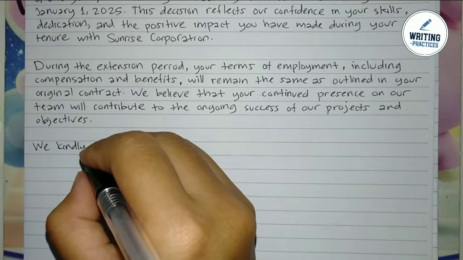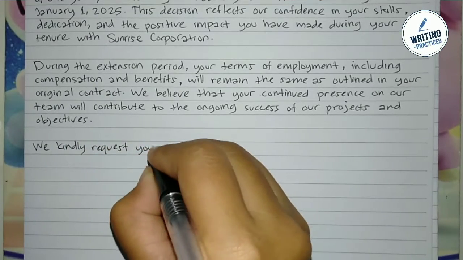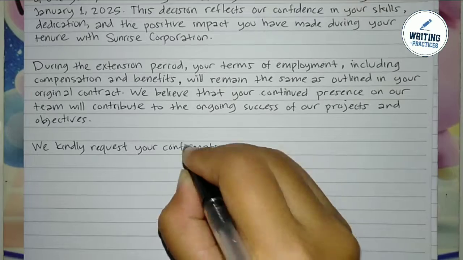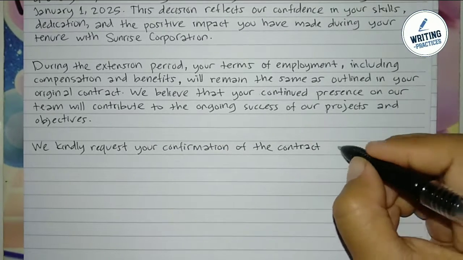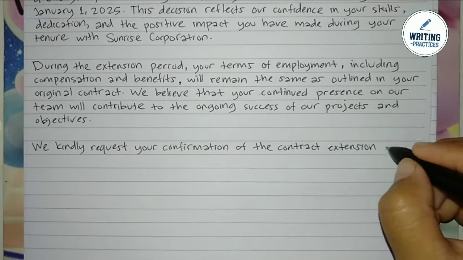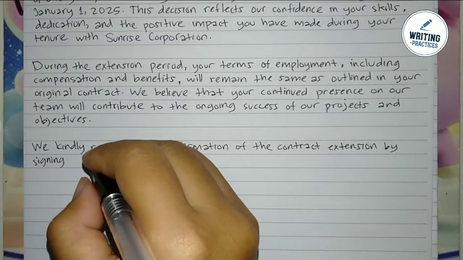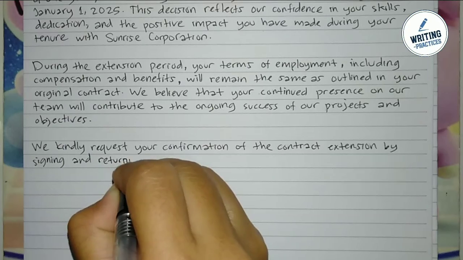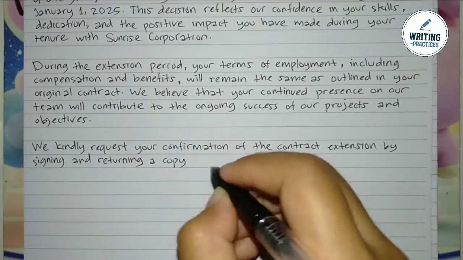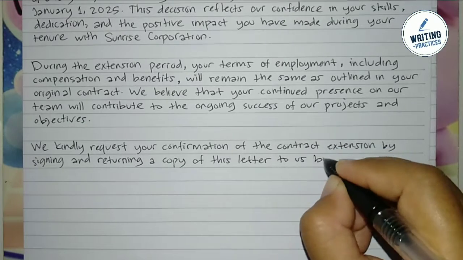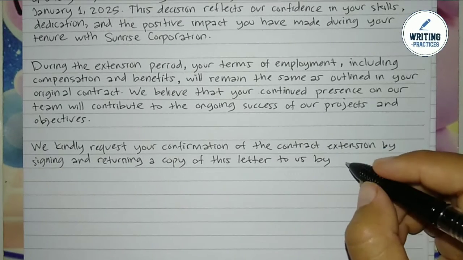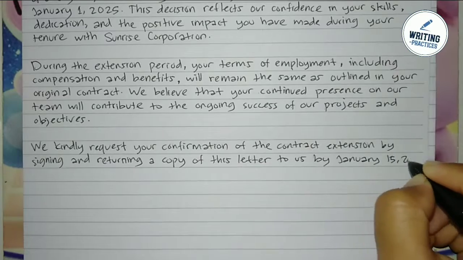In the fourth paragraph, write a confirmation request. In this case, you need to ask the recipient to confirm their agreement to the contract extension. For example, by signing and returning a copy of the letter by a specified date. And here, you can write something like, "We kindly request your confirmation of this contract extension by signing and returning a copy of this letter to us by January 15, 2024."